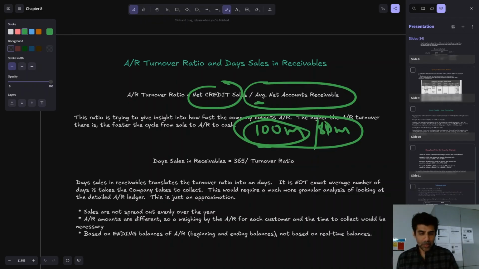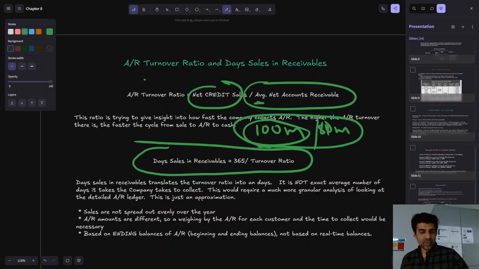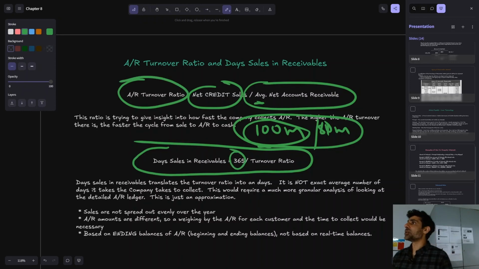Okay, so another way to visualize or understand this is, you do this turnover ratio, and if you divide 365 by that ratio, you get the average number of days it takes to collect the cash. Okay, so this is maybe a more intuitive way to understand this ratio. It's how many days does it take from the time you extended the credit to the time you get the cash on average? And so days sales in receivables will tell you that.